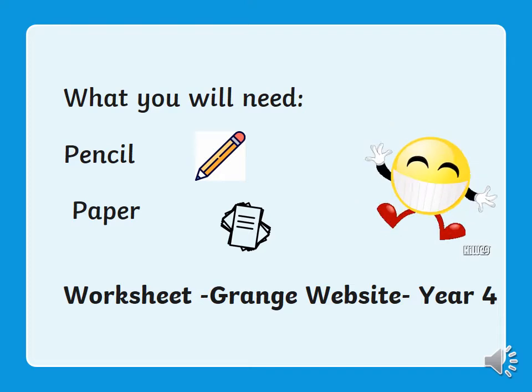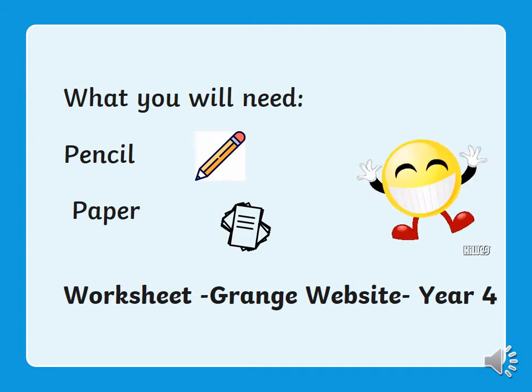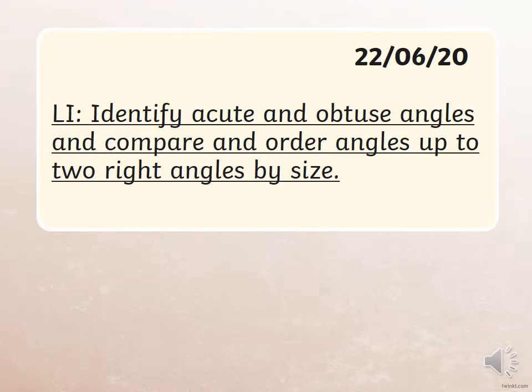So what you're going to need for today's session is a pencil, paper, and to access the worksheets online. Okay, so today's learning intention is to be able to identify acute and obtuse angles and compare and order angles up to 2 right angles by size.